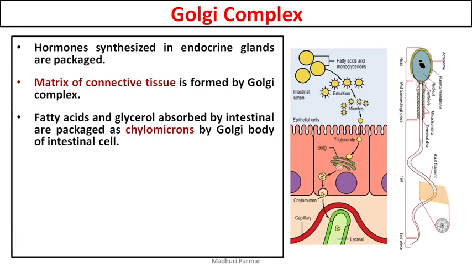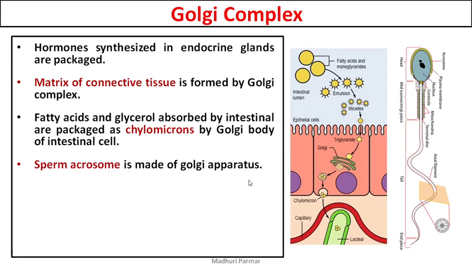Fatty acids and glycerol which are absorbed by the intestine, think here. Have you heard of this term lacteal? Lacteals are nothing but lymph vessels. So these lymphatic vessels in your small intestine, especially your ileum, absorb fats and lipids, glycerol and lipids. After they get absorbed, they enter the epithelial cell of your intestine. In the epithelial cell, the Golgi complex will package these fats as chylomicrons. It is very important for you to remember chylomicrons are produced by your Golgi complexes.